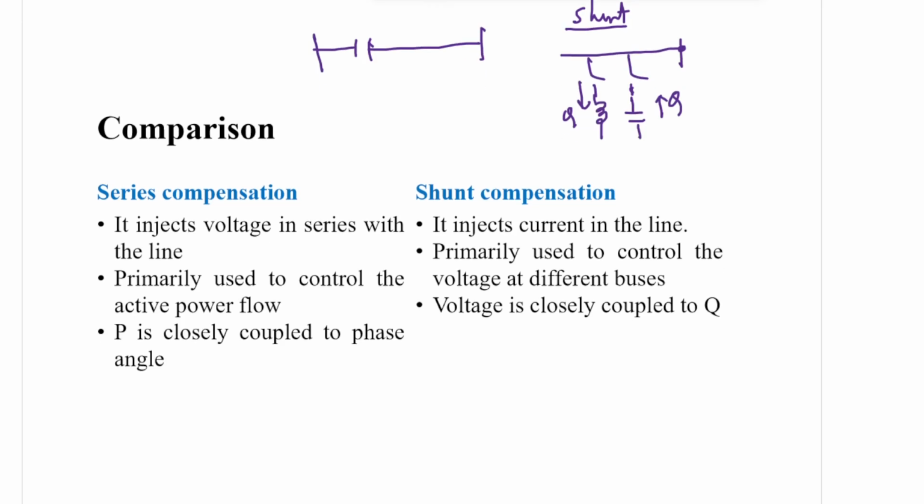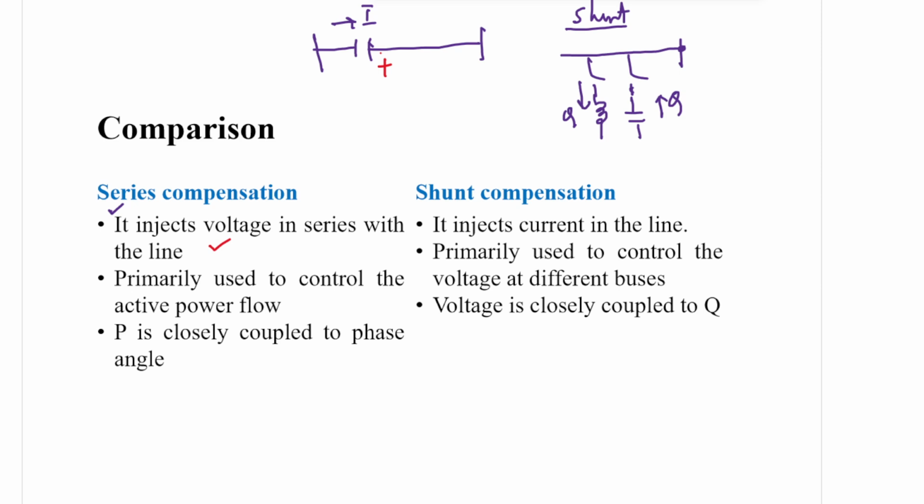Now if you compare, what does it do? Series compensation injects a voltage in series with the line. Because a current is flowing, this capacitor is providing a reactance, okay? So current multiplied by reactance will give you a voltage. So that voltage is added in series with that line. So it is a voltage injection process. Series compensation is a voltage injection process.